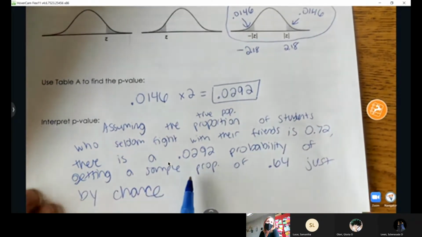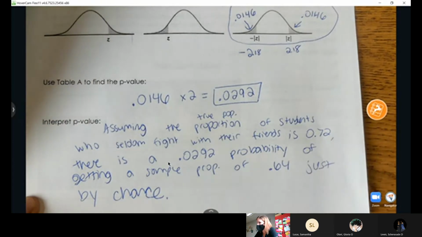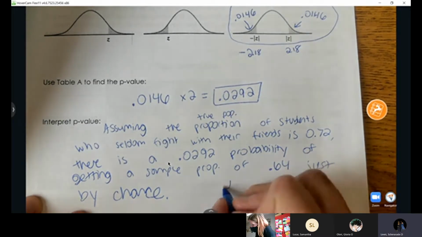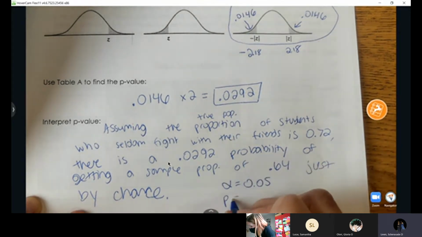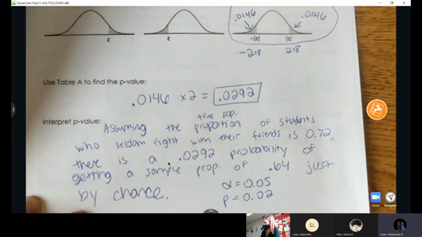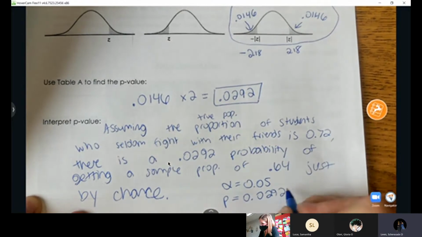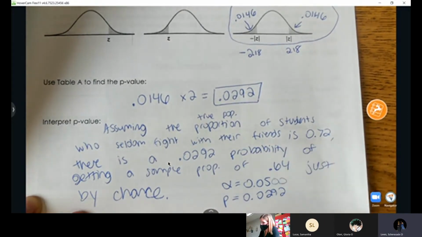So looking at this, if our alpha level was 0.05, would we reject or fail to reject? Fail to reject. If our alpha level is 0.05 and our p-value is 0.02. Reject. We would reject.